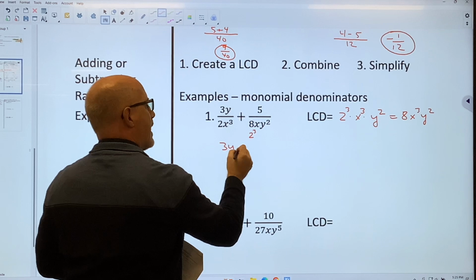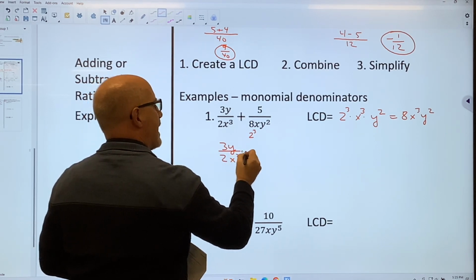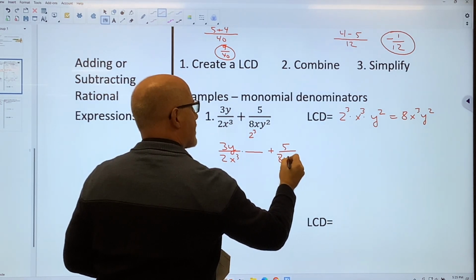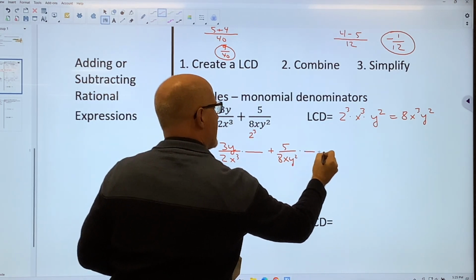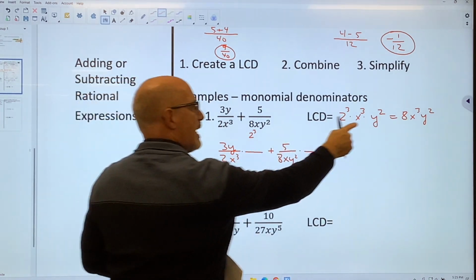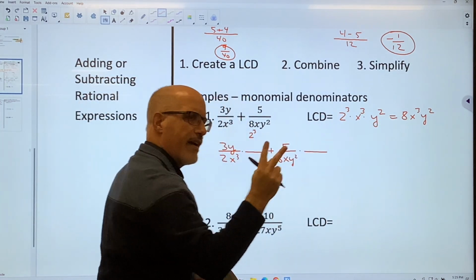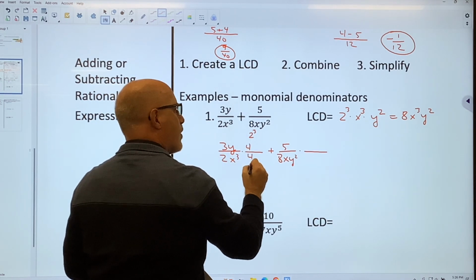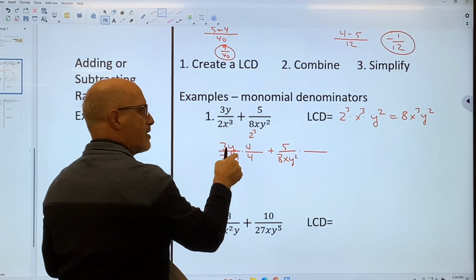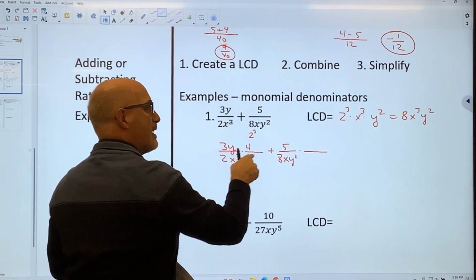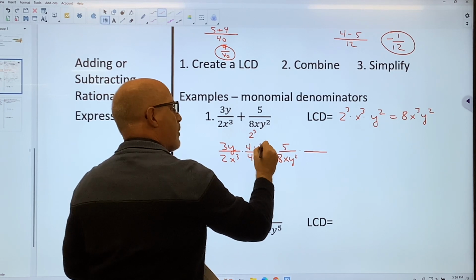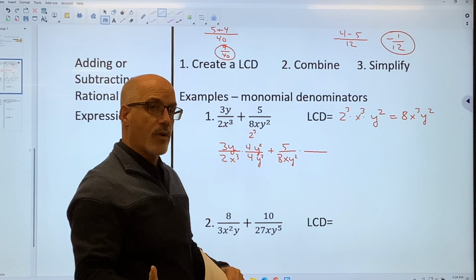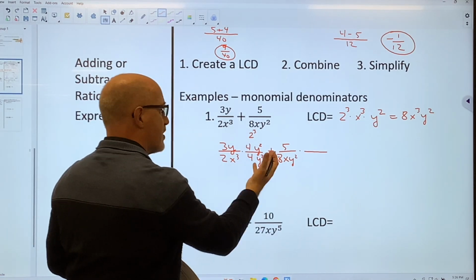Now I'm going to take this 3y over 2x cubed, and I'm going to multiply by what it's missing, and add to it the 5 over 8xy squared times what it's missing. This has the 2, it needs an 8, so it needs 2 more factors of 2. It needs 3 total, it has 1, so I've got to multiply it by 4 over 4 in order to get that 8. It's got x cubed, so I don't have to change that one, but it doesn't have the y squared, so I need to multiply by what it's missing in the numerator and denominator. There, 4y squared over 4y squared is equal to 1. Doesn't change the value, but it's going to change the form.